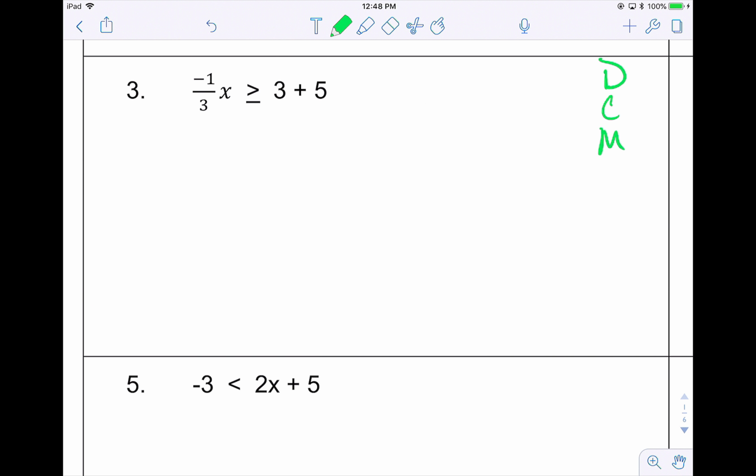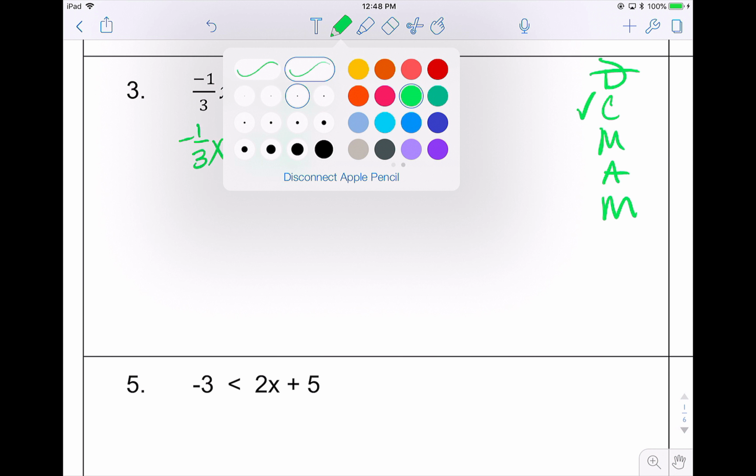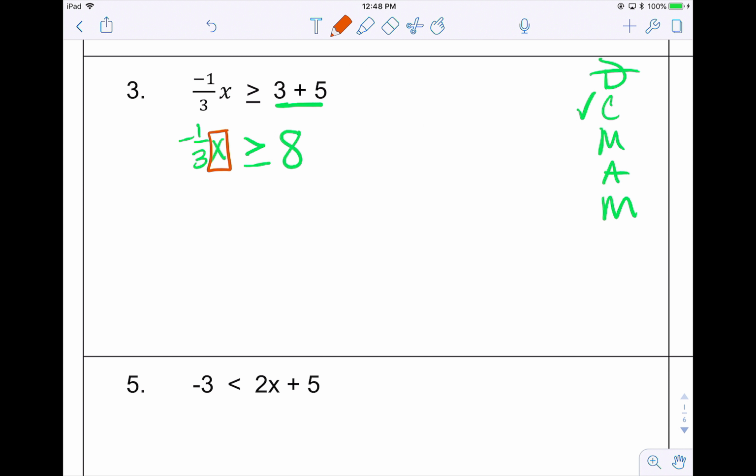Problem 3, still solving. No parentheses that I need to distribute. I do have like terms that I can combine. So the left side is going to stay the same, negative 1/3 x. On the right side, 3 plus 5 is 8. I box my variable and I have nothing to move because I only have one variable. I don't have any addition or subtraction on the same side as my variable. So the only thing I can do is multiply or divide. In this case, I'm going to divide.